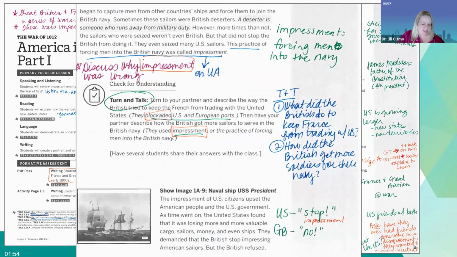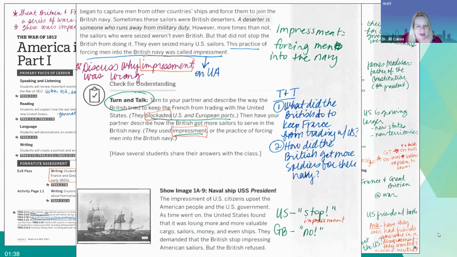Here we can see that the teacher has boxed the important vocabulary words that students need to know to be successful on the unit assessment. She also rewrote some of the turn and talk questions to align with her own students and their needs.